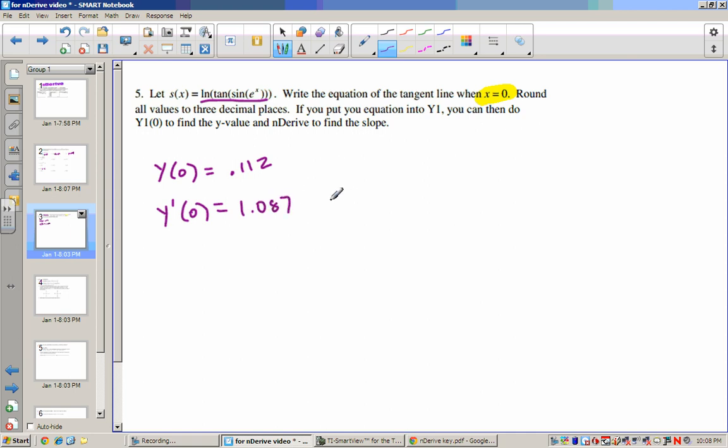1.087, and now I have my point, and I have my slope, and so I can write my equation. Y minus 0.112 equals 1.087 times x minus 0, and I've done the problem.